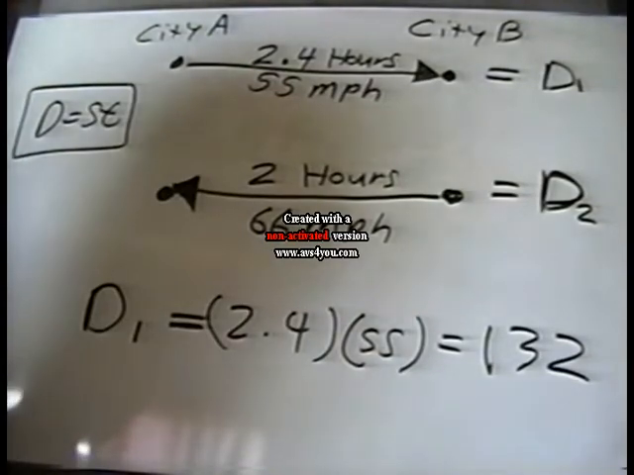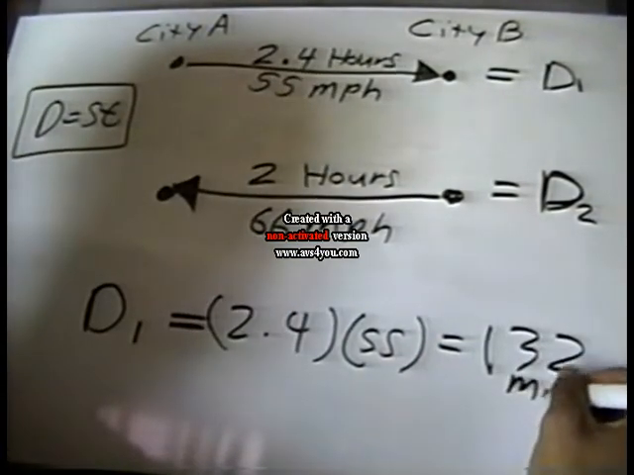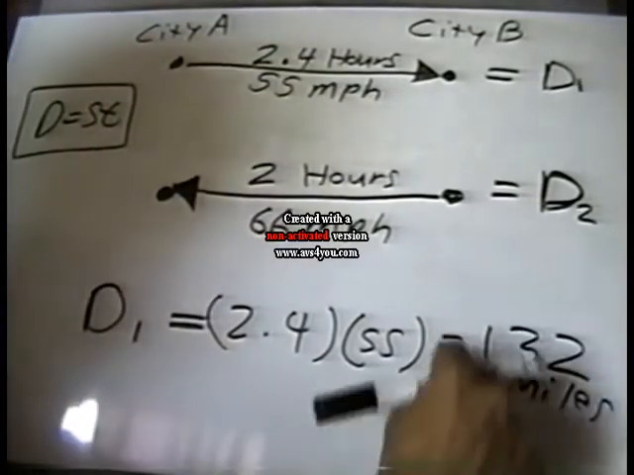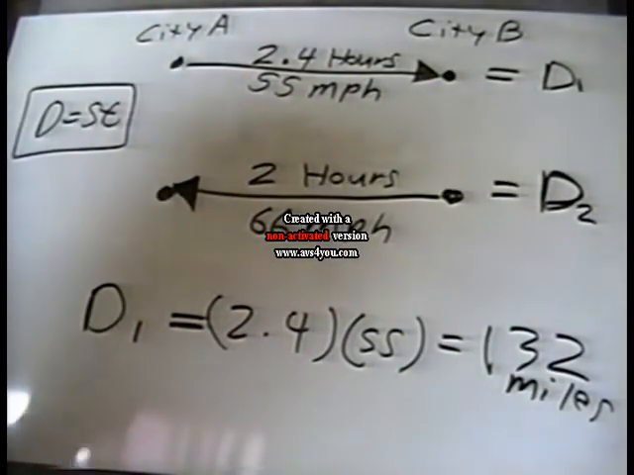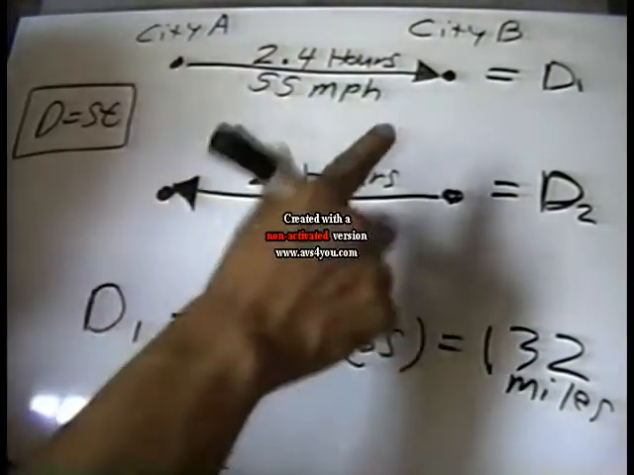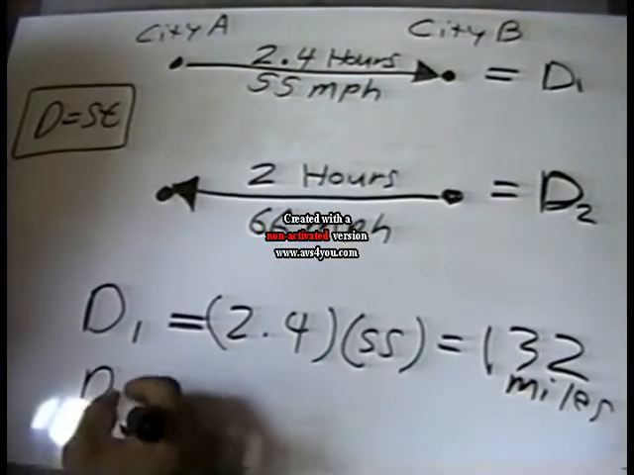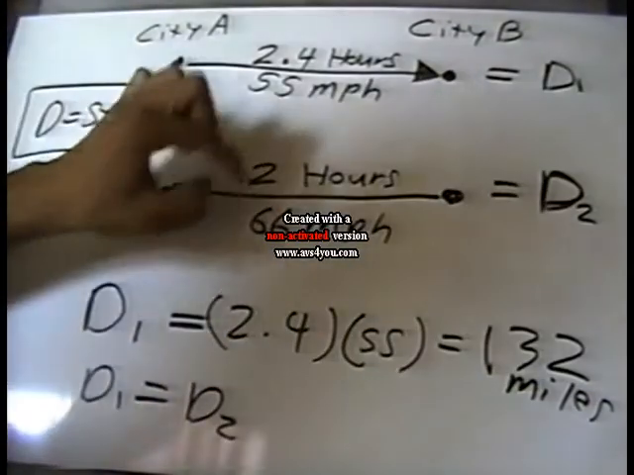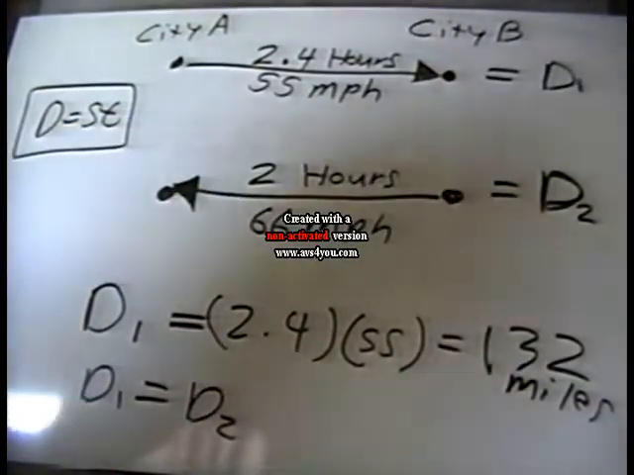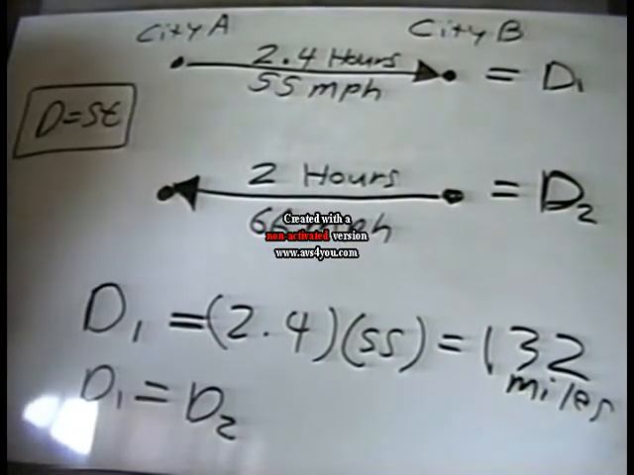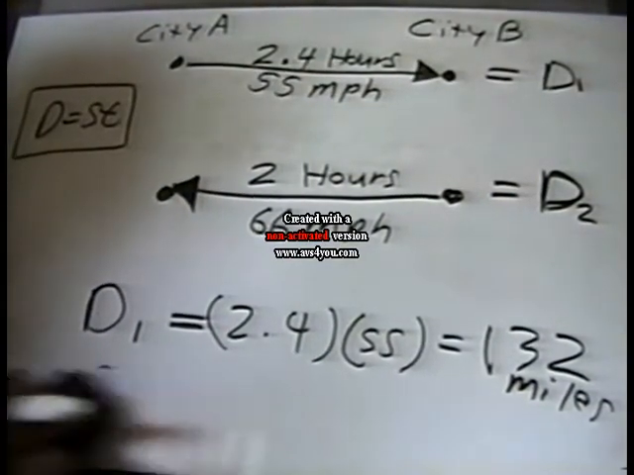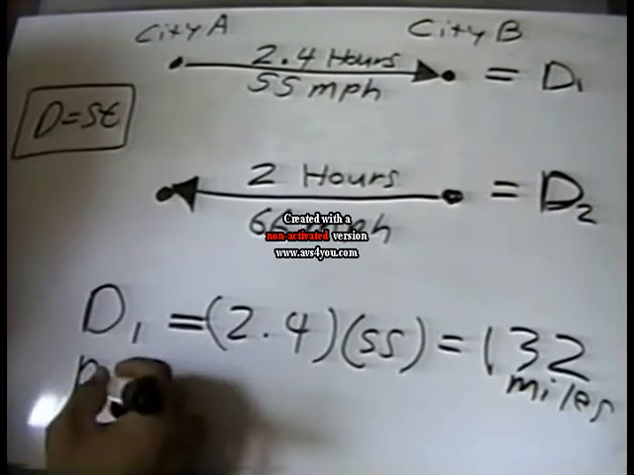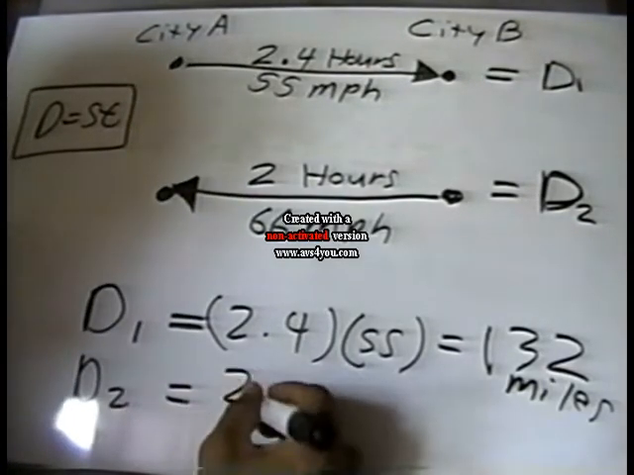But here, we'll start up here. D sub 1 represents the distance. That's 2.4 times 55. And of course, the distance, we're going to report that in miles. So it's 55 times 2.4. It's 132. See? 132 miles. We did get this number when we divided 132 by 2. So it did come up before.